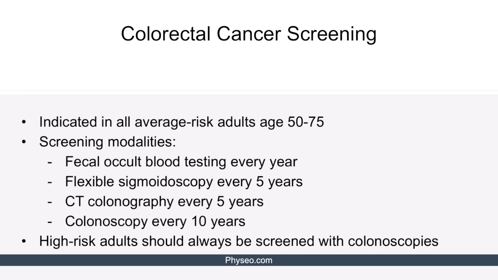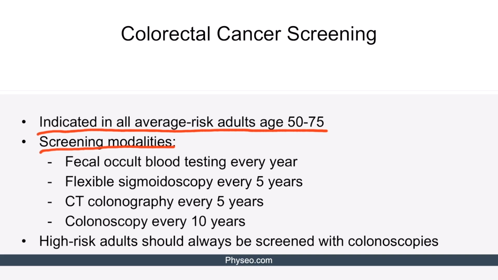Now let's move on to colorectal cancer screening. So this is indicated in all average risk adults aged 50 through 75. There are several screening modalities and schedules that patients can choose from. And that can be frustrating as a learner just because there's so many different options, but we'll help you remember these. So what are they? Fecal occult blood testing every year, flexible sigmoidoscopy every 5 years, CT colonography every 5 years, and colonoscopy every 10 years.